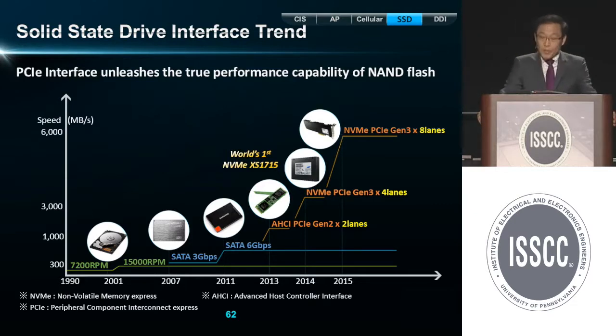Samsung has already commercialized the world's first NVMe SSD last year that had a sequential and random speed of 3 GB per sec and 750K IOPS, respectively. Our next 8-lane NVMe SSD will have double the sequential speed and the world's fastest random speed, over 1 million IOPS.